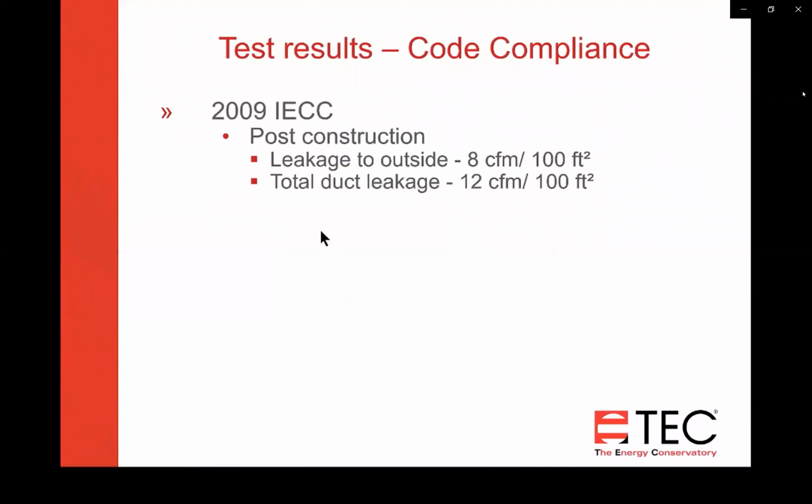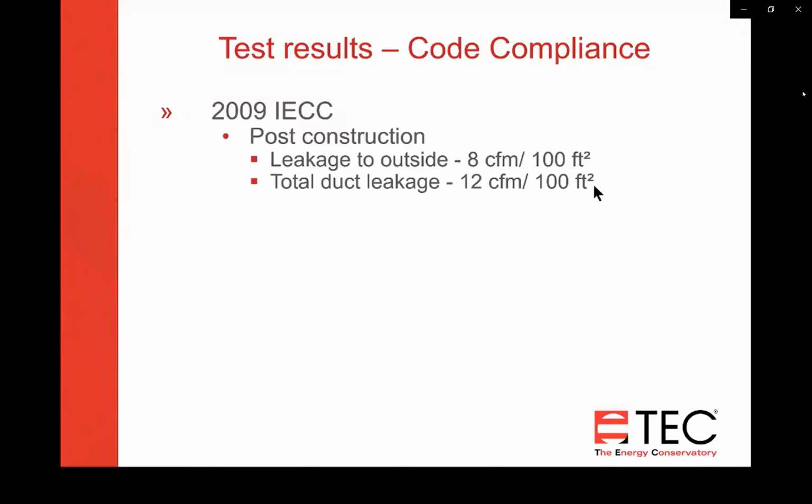Test results for code compliance: the 2009 International Energy Conservation Code, IECC. If you're doing the test post-construction, after sheetrock and everything is done, the standard is you need to be at 8 CFM per 100 square feet of floor area or less. So if you had 1,000 square feet of floor area, that would be 80 CFM of duct leakage. So that's leakage to the outside.